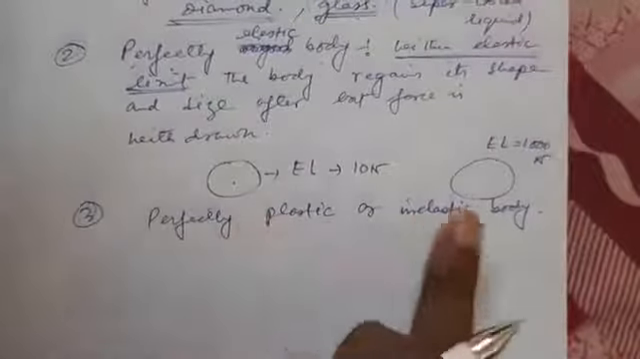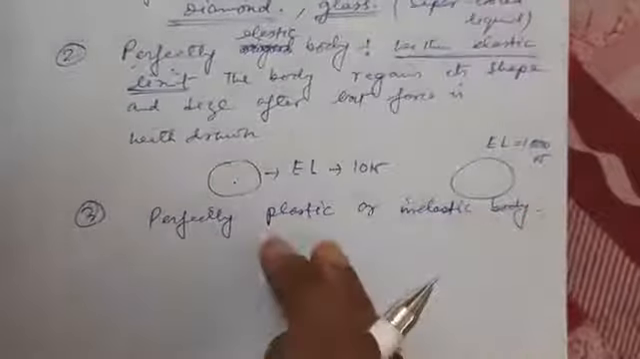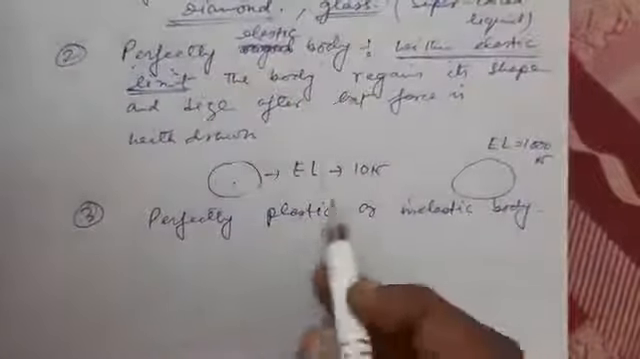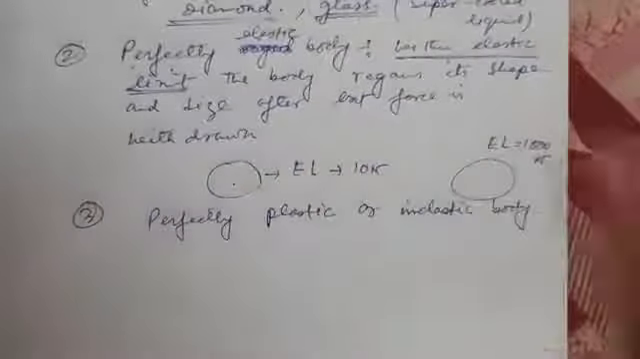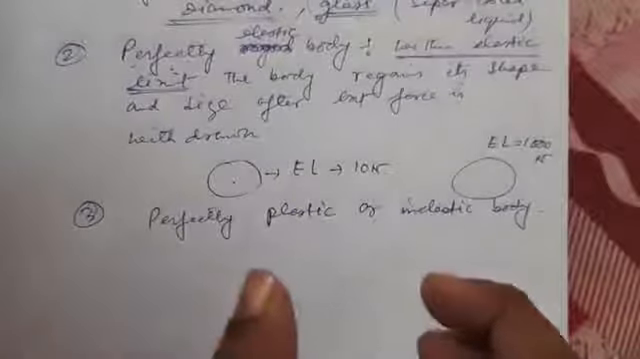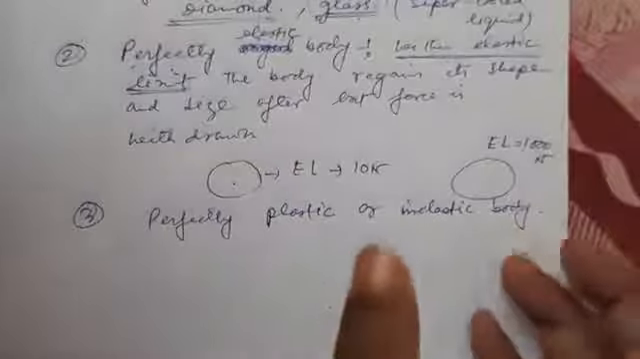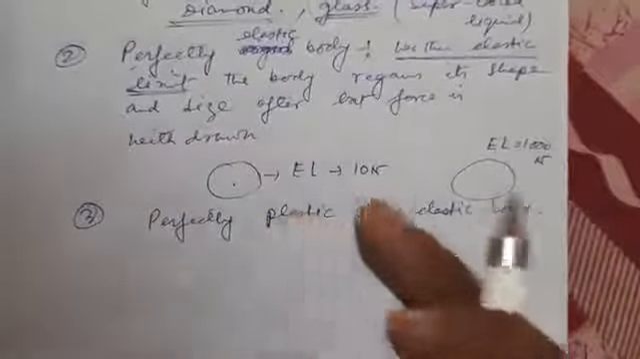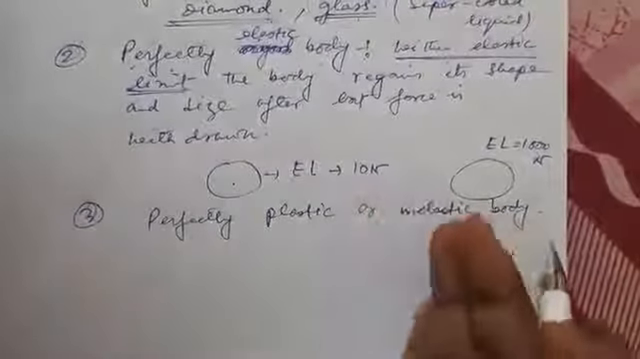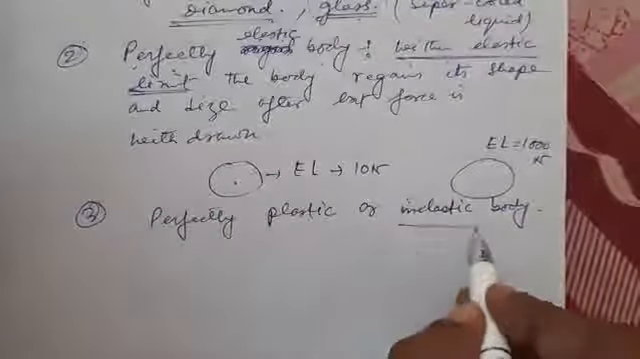The third category is the perfectly plastic or inelastic body. This is just the opposite of the previous one, where the elastic limit has been crossed. When we cross the elastic limit by applying a force of more than 10 newtons on this body, then at 11 newtons, 12 newtons, 13 newtons, it will not return to its original shape and size. It will hold its deformed state. Every body after it has crossed its elastic limit will act as a perfectly inelastic body.